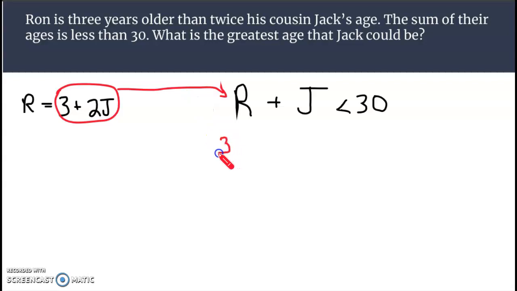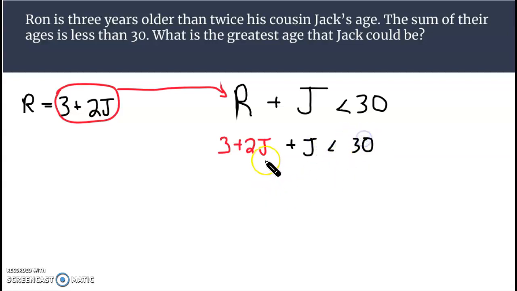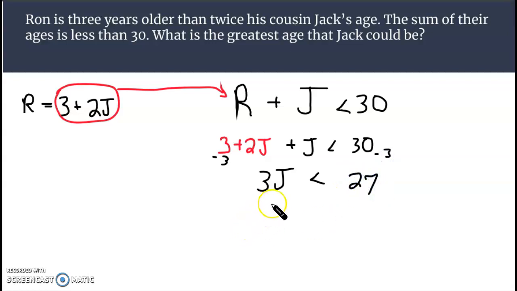So we have 3 plus 2J plus the original J for Jack's age, and that's still less than 30. Let's go ahead and solve this inequality. 2J and 1J make 3J. I'm also going to take away that 3 from both sides. Kind of show that here. And now I'm down to this simplified inequality, 3J less than 27.